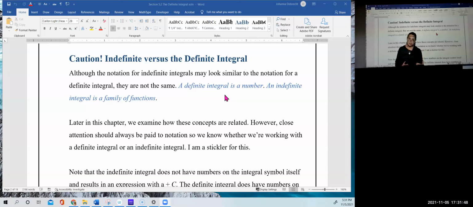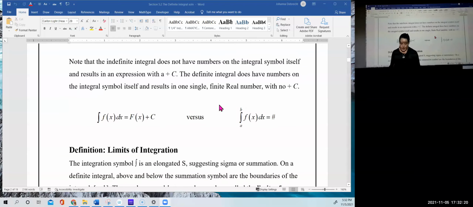What we get out of an indefinite integral is a function up to some constant plus c, which represents the antiderivative of the integrand. We're going to see later on how these are related and how we can use the indefinite integral to evaluate the definite integral. But today, again, we're just focusing on what a definite integral means, what it means to have area under the curve, how we can compute that, and how we relate that to the notation. Make sure that when you see the notation, you recognize the differences between them.